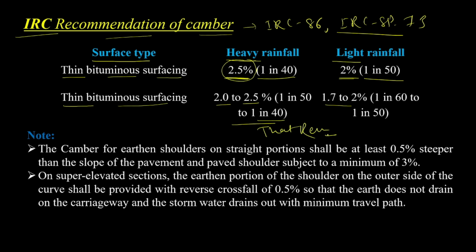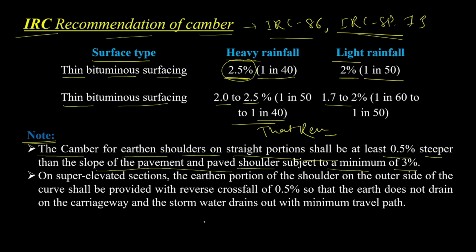Now some notes are there that I have written, but if you go to IRC 86 or IRC 73, you will get them directly. It says the camber for earthen shoulder on the straight portion shall be at least 0.5% steeper than the slope of the pavement or paved shoulder, subject to a minimum of 3%.